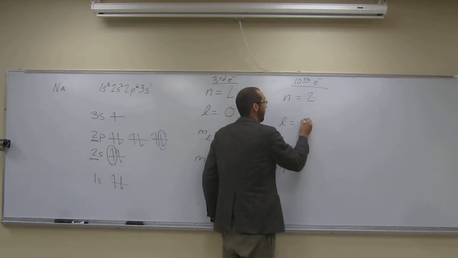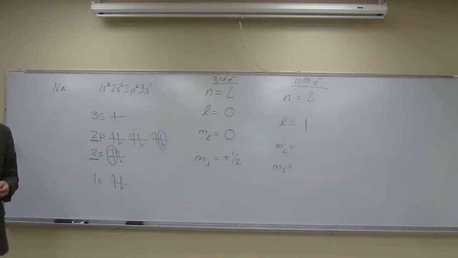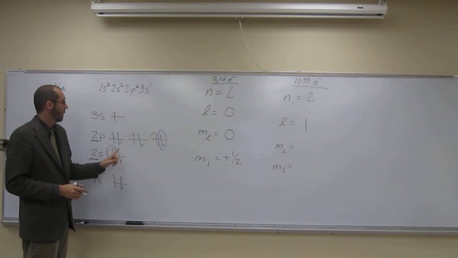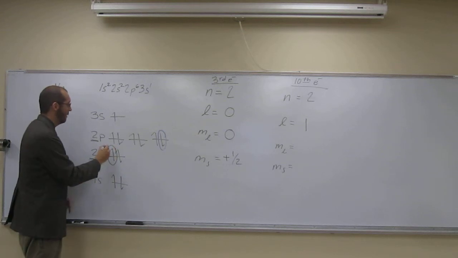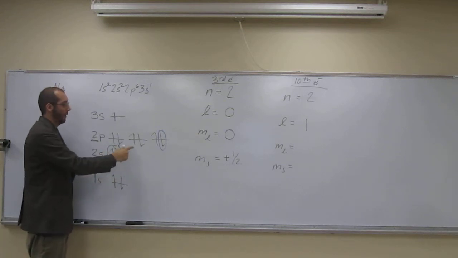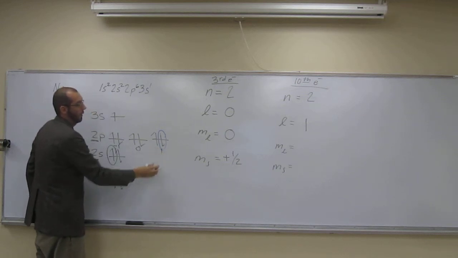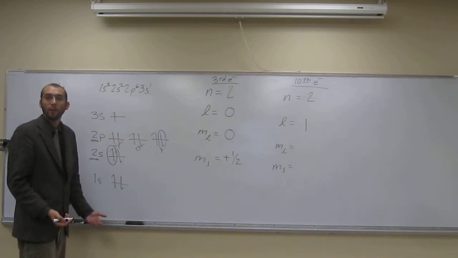So M sub L, what are the numbers it could be? It could be 1, negative 1, or 0. Remember we were labeling these orbitals? This one is negative 1, then 0, and this one is positive 1. Where is that electron? It's in the positive 1 orbital, so M sub L is 1.